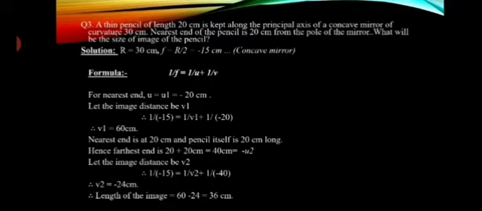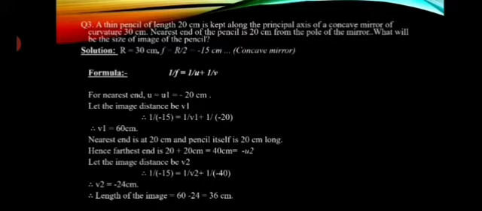Further, the nearest end of the pencil is 20 centimeter from the pole of the mirror. What will be the size of the image of the pencil? Now here we have to consider the sign conventions which we have learned in the previous lecture. For a concave mirror we know that the focal length is considered as negative, the object distance is also negative, whereas the image distance is positive.